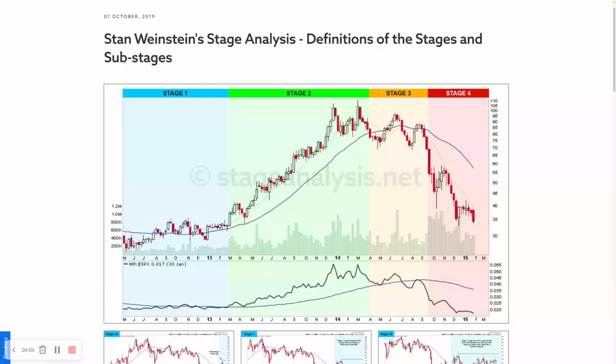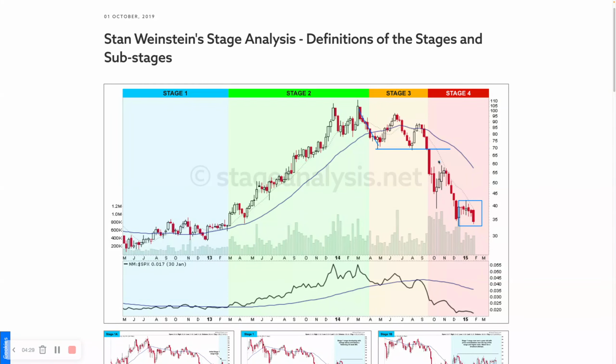We start to break out into stage 2, and then as you start to move into stage 3, you start to see signs of distribution appearing at the top of stage 2, and then you see a change of behaviour. We start to move into stage 3, and then we start to break down as we finally break down into stage 4.